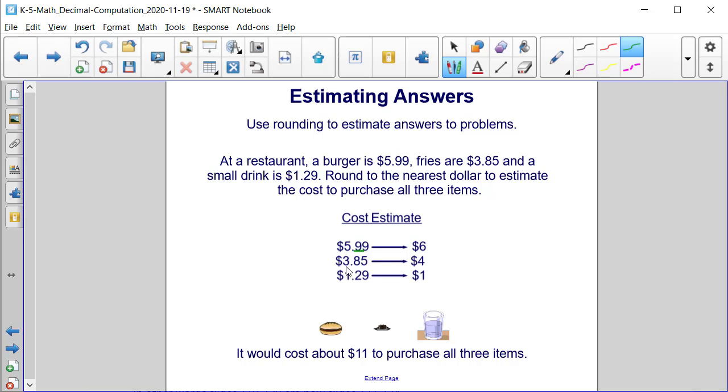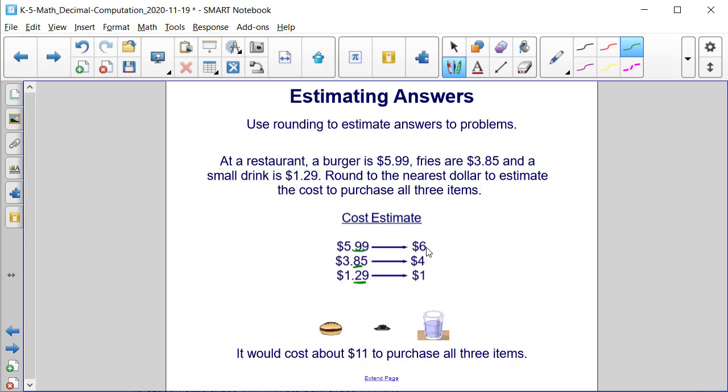For the fries, we have $3.85. Since we're rounding to the nearest dollar, we're looking at the tenths place. This 8 rounds the 3 up to a 4. And then in $1.29 for the small drink, if we look at the 2, it does not round the 1 up to an extra dollar. It keeps it as $1.